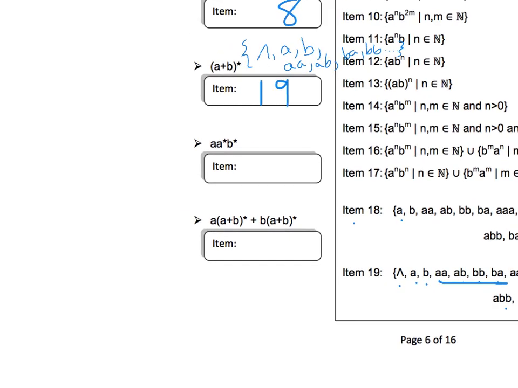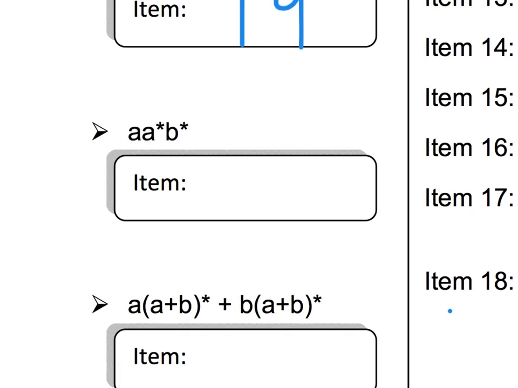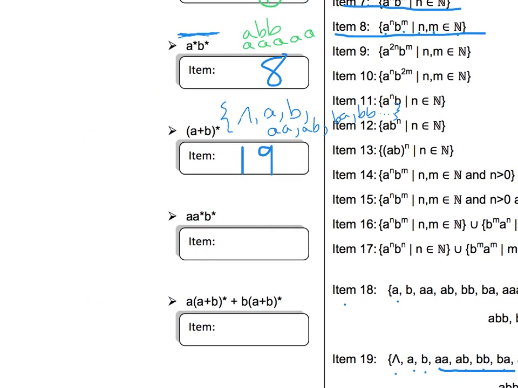Okay. This next one, a star, b star. So this is similar to the first one, right? The first one was a star, b star. This is the same thing, except you have to have an a at the beginning, right? So in a star, b star, lambda was part of that. Lambda is an element of that language, right? But sorry, every single element of the language represented by this regular expression has to start with an A, right?